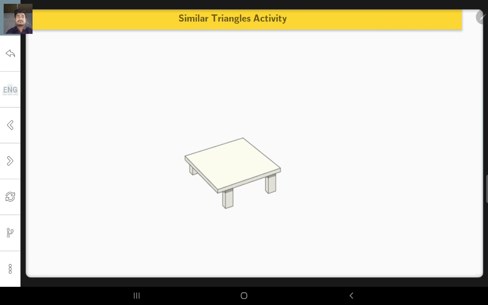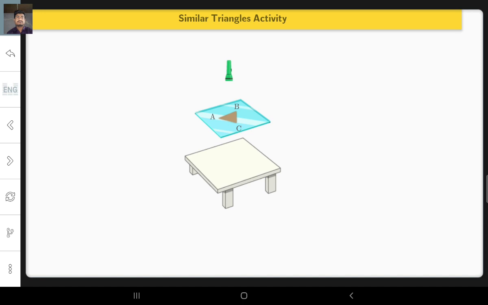Let's do an activity to verify the properties of similar triangles. Place a torch and allow the light rays coming from the torch to reach the white table. Now, place a transparent glass plane between the table and the torch, such that the planes of the glass and the tabletop are parallel. Cut a triangle ABC from a cardboard plane and place the triangle on the transparent glass.